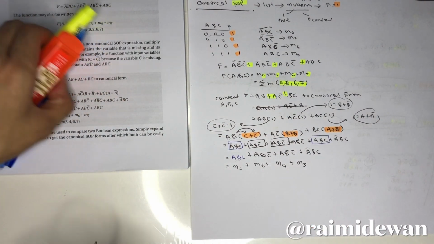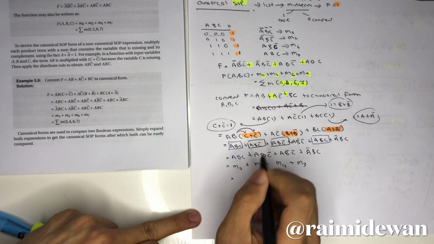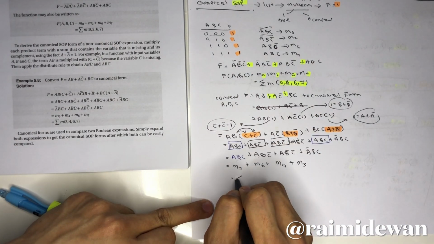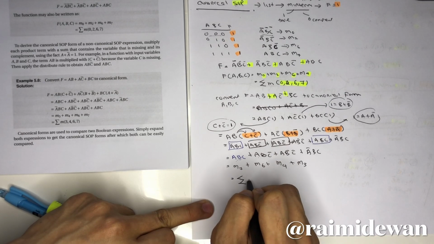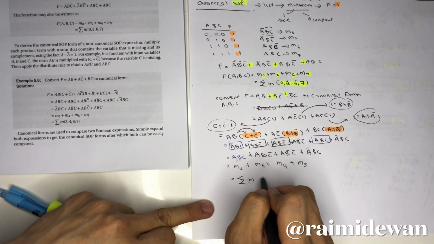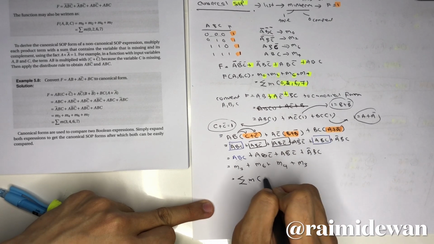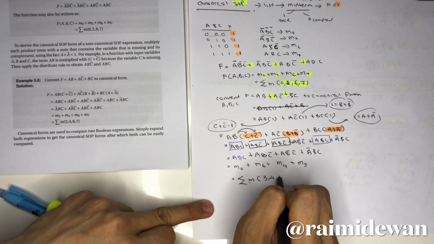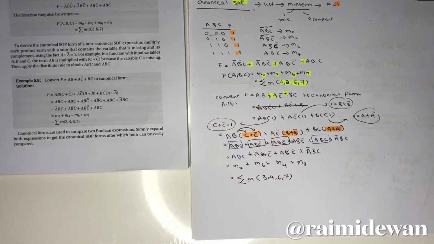Until at the canonical form we have the summation. The m term, min term, remember small m. Then we have what? Arrange in order: 3, 4, 6, 7. So it's easy, right?